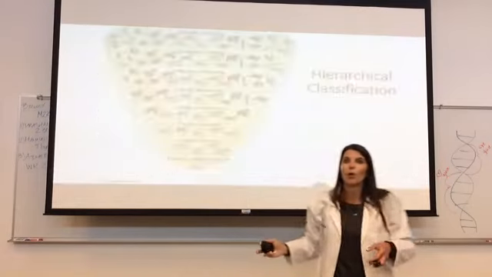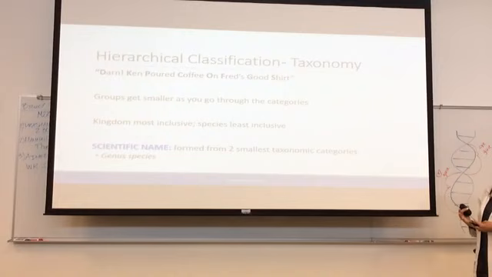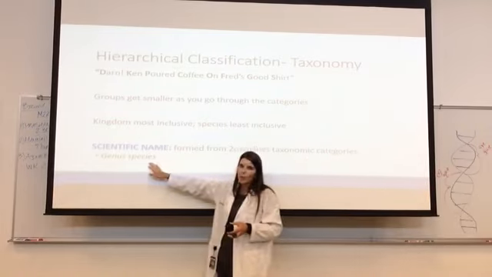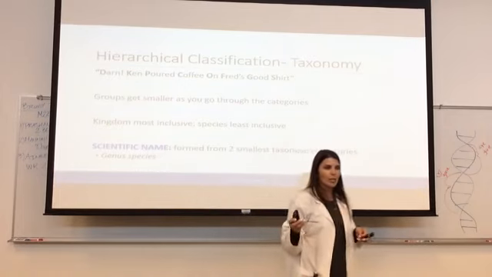So do you need to know the order? The answer is yes. Remember, the groups get smaller as you go. Kingdoms are most inclusive. Species are least inclusive or most exclusive. Our scientific name is always made up of the genus and species. Homo sapiens. Genus is capitalized, species is lowercase.